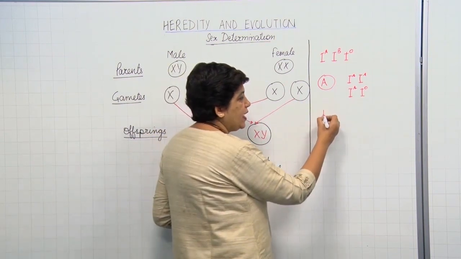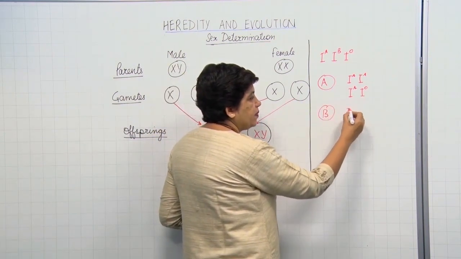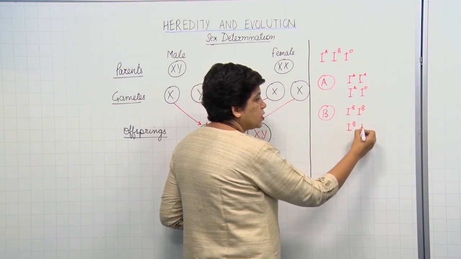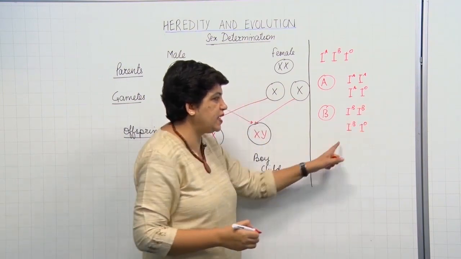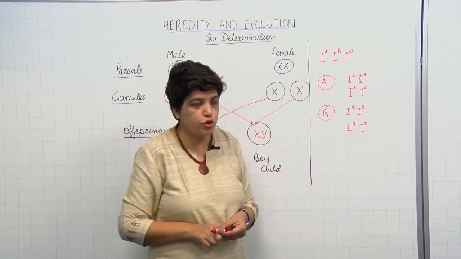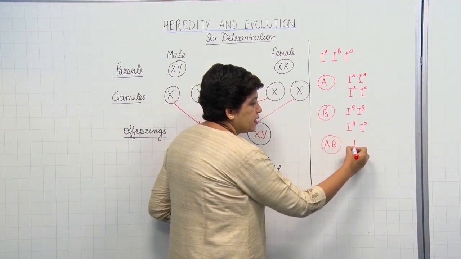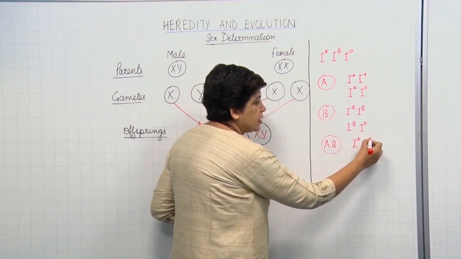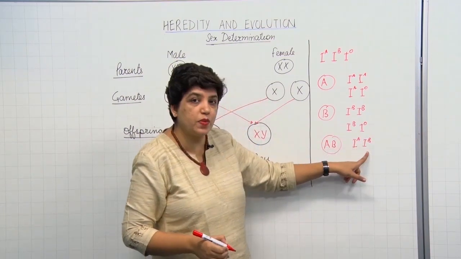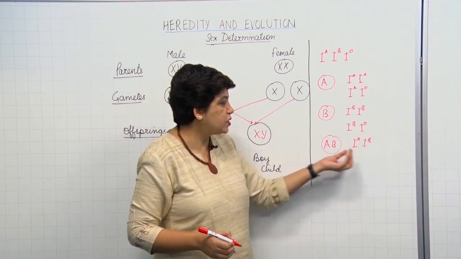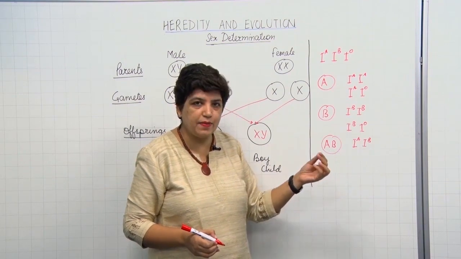Similarly, if a child has blood group B, that can be because of both the dominant genes, or it can be because of one dominant B and the other recessive O gene. If a child has blood group AB, this is because both the dominant genes are present, A as well as B. Both are able to express themselves. I told you, both are dominant genes. So the child will have the blood group AB.